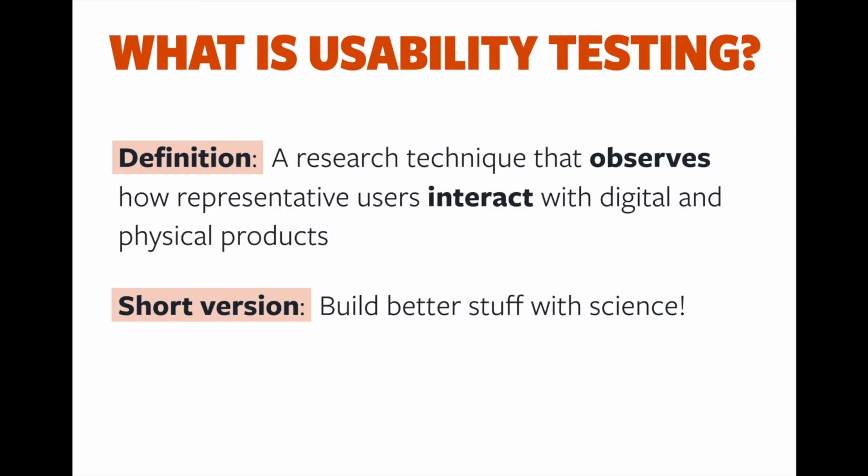Here's my definition. Usability testing is a research technique that observes how people interact with digital and physical products. Through research, we can learn what features are most useful to the people we're designing for. Usability testing is also a great way to discover the flaws in sites and apps before anything ships. Here's a shorter version of the definition of usability testing. Usability testing is how we build better stuff with science.